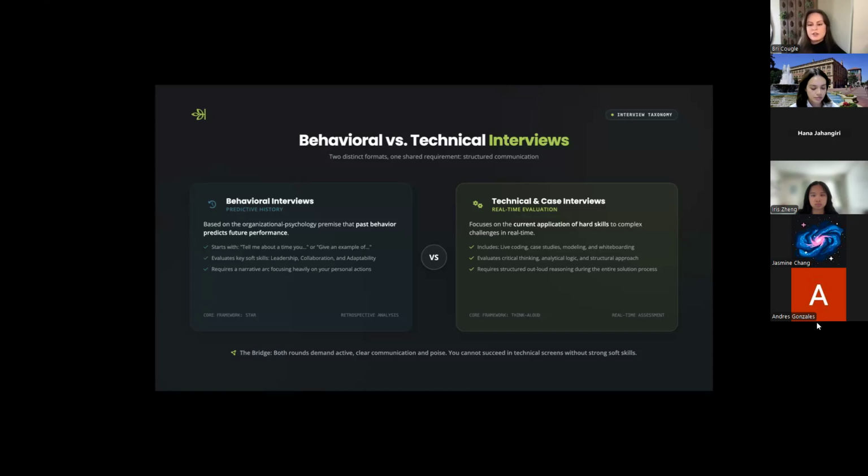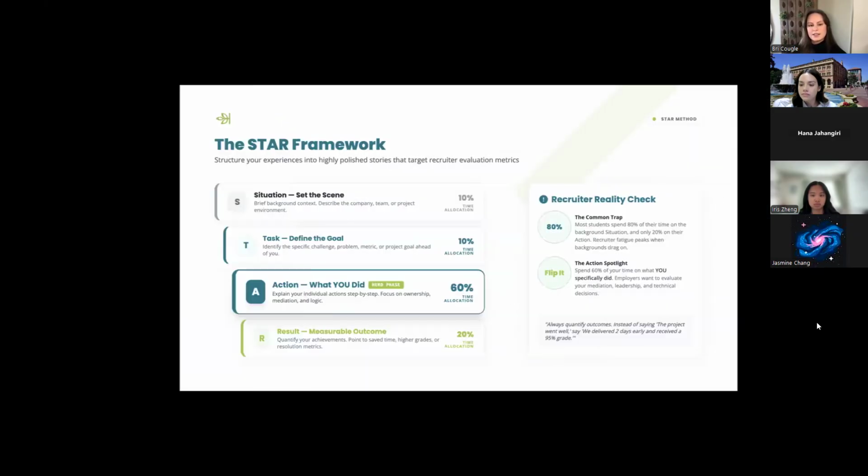Technical, and I'll jump more into this later, but it can be live coding, modeling, whiteboarding. Sometimes it is like a case walkthrough, but in a technical way. And I'll get into how to approach that exactly, but that's the difference between the two types of interviews you'll come across in a typical interview process.